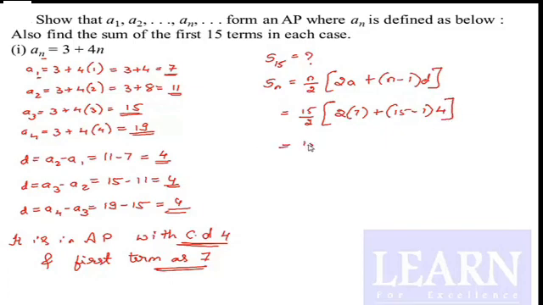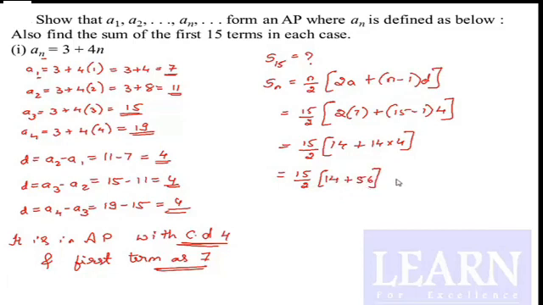So look here, 15 by 2. As 15 is odd, we'll have a look at it later. 2 sevens are 14, plus 15 minus 1 is 14, into 4. So 14 twos are 28, 28 twos are 56. So we'll get it as 15 by 2 into 14 plus 56.